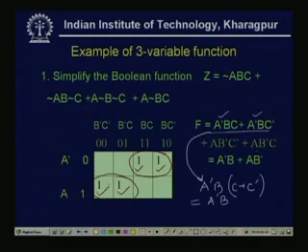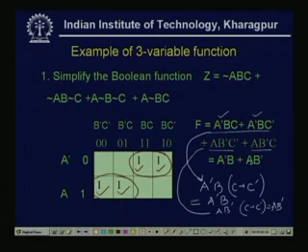Similarly, the other couple becomes a b bar c bar and a b bar c. If we take the second couple and take a b bar common, then it will be c plus c bar, and this will equal a b bar. So, I get a bar b plus a b bar.